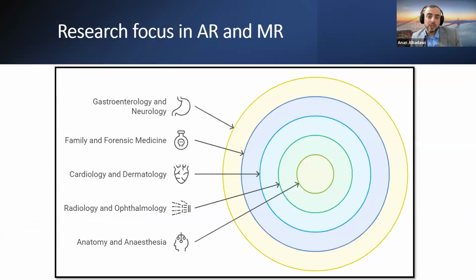The research focus on augmented reality and mixed reality was on the following, based on the analysis of these academic papers which I presented a while ago. The most focus was on anatomy and anesthesia. Next was radiology and ophthalmology. Next, cardiology and dermatology. Next is family and forensic medicine. And finally, gastroenterology and neurology. These were the research focus areas on AR and MR.